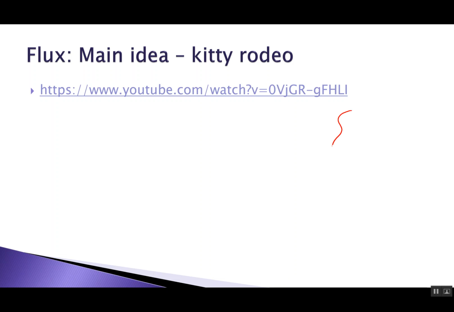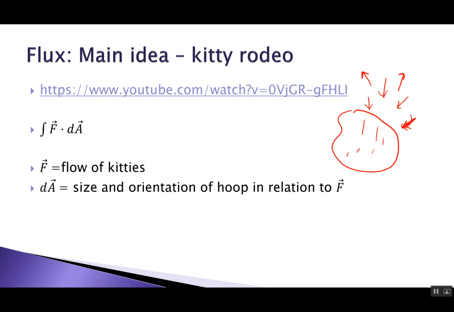Okay, we've got a hoop of some sort. We have a vector field, which is cats, and they could be going all over the place. Well, vectors are straight, so that shouldn't be curved. They're going all over the place, and we want to know how many cats go through the hoop.